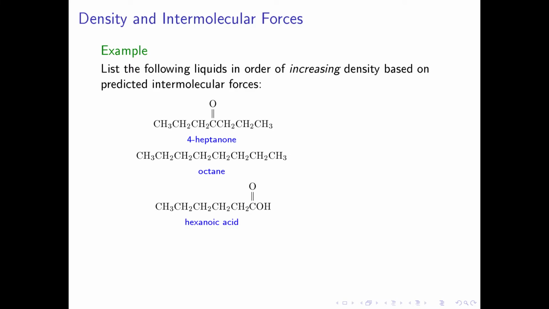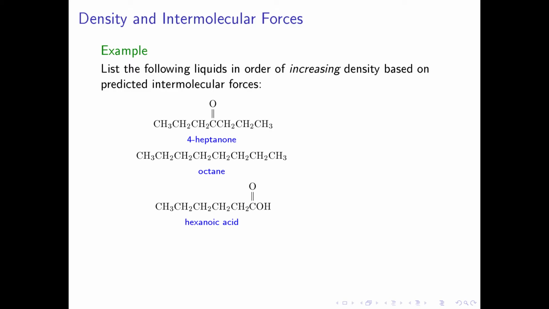Let's now consider an example. We're going to list the following liquids in order of increasing density based on the predicted intermolecular forces. The 3 liquids are 4-heptanone, octane, and hexanoic acid. The first step is to determine the predominant intermolecular forces in each of these 3 molecules.